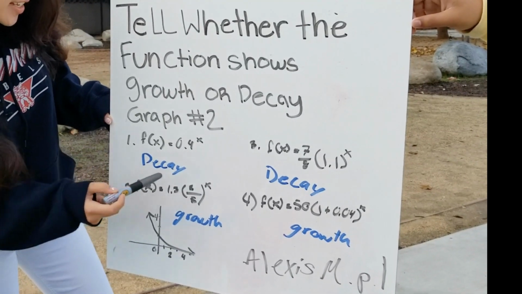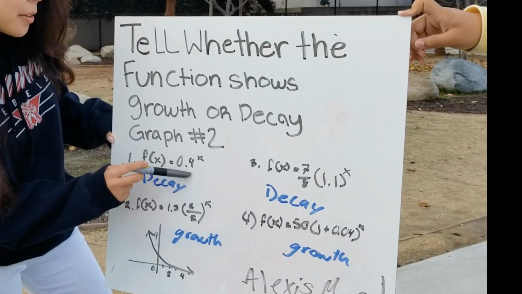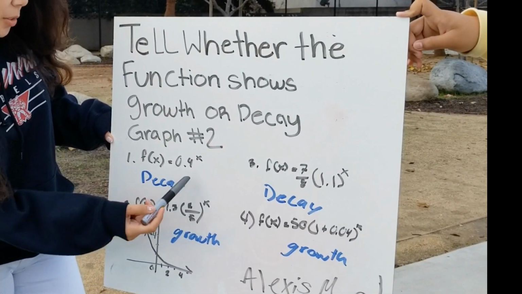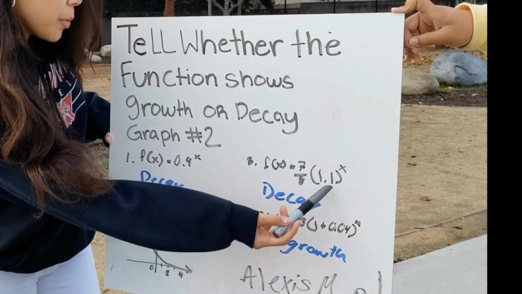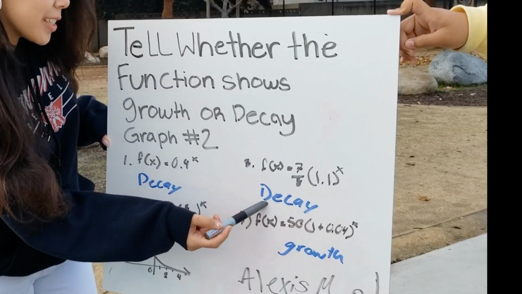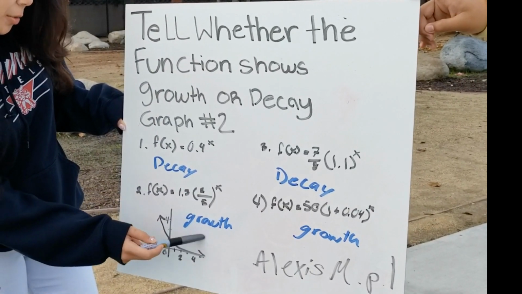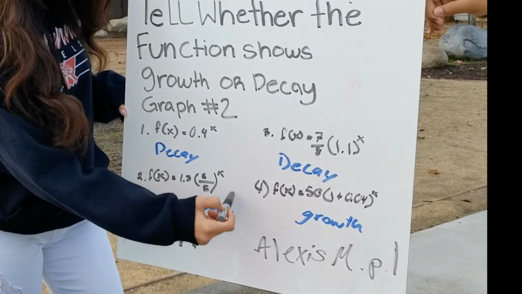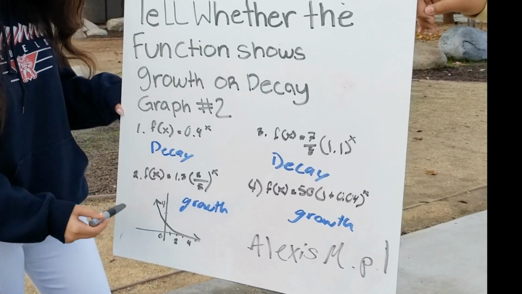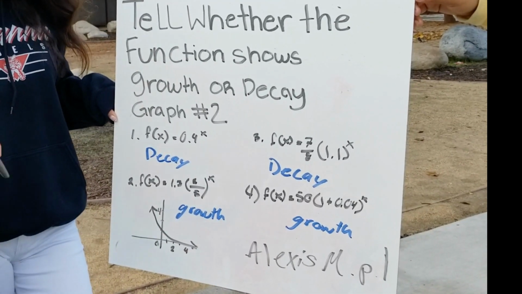How you can tell is that if the number that you're multiplying by is less than 1, it's going to be decay. So since this one is less than 1, it'll be decay. This one that you're multiplying by is less than 1, so it's decay. Multiplying by more than 1 is growth. Another way you can check is you can put the equation on your calculator, and it'll show you the graph, which you can see will go up for growth.